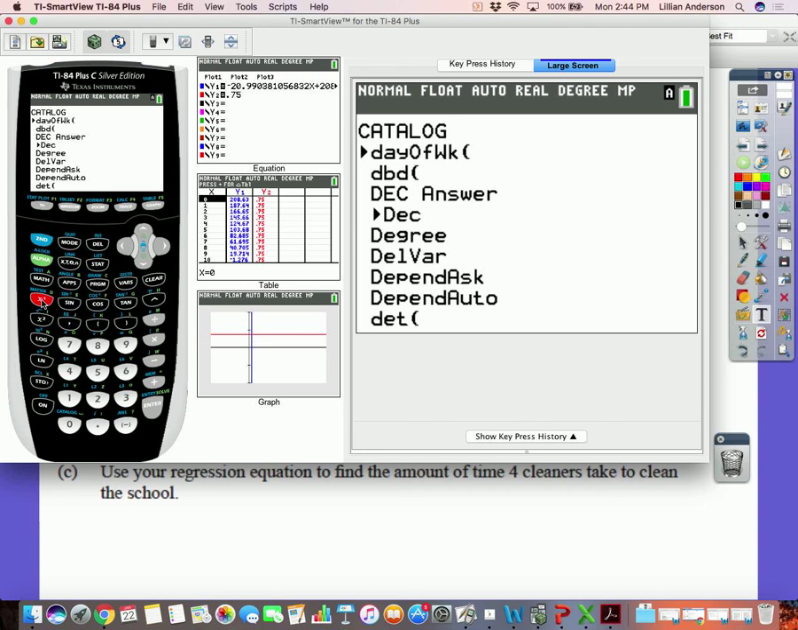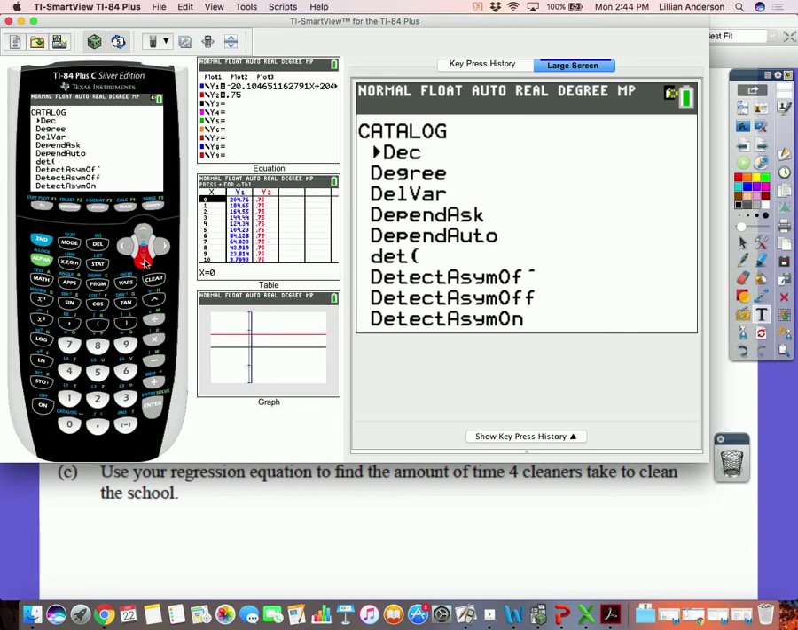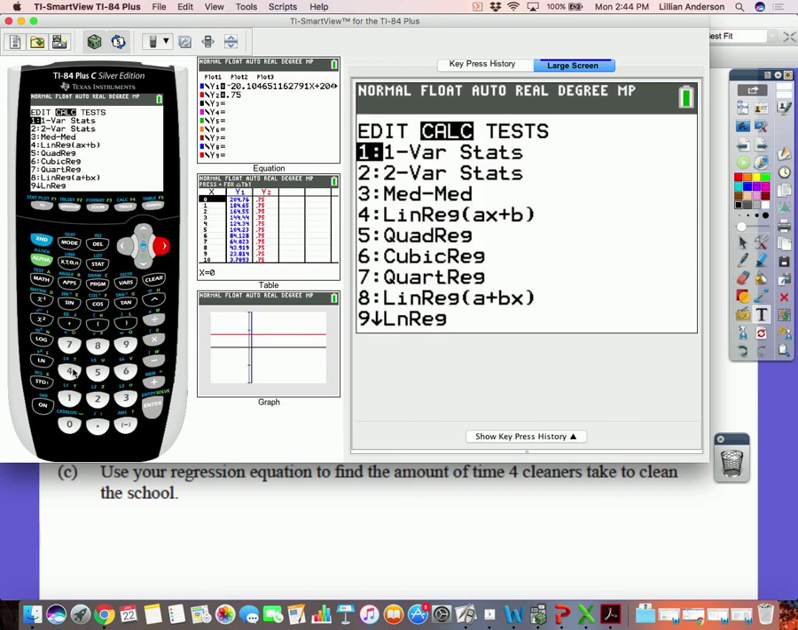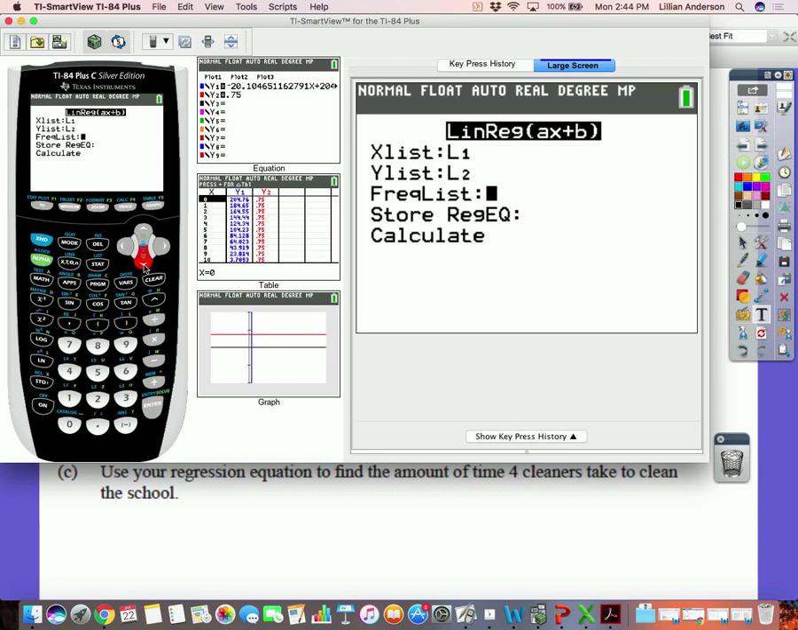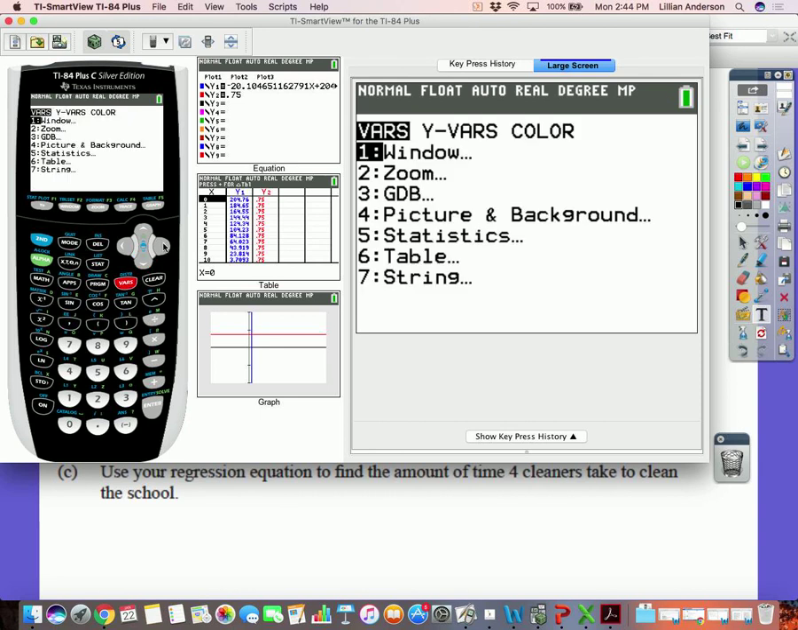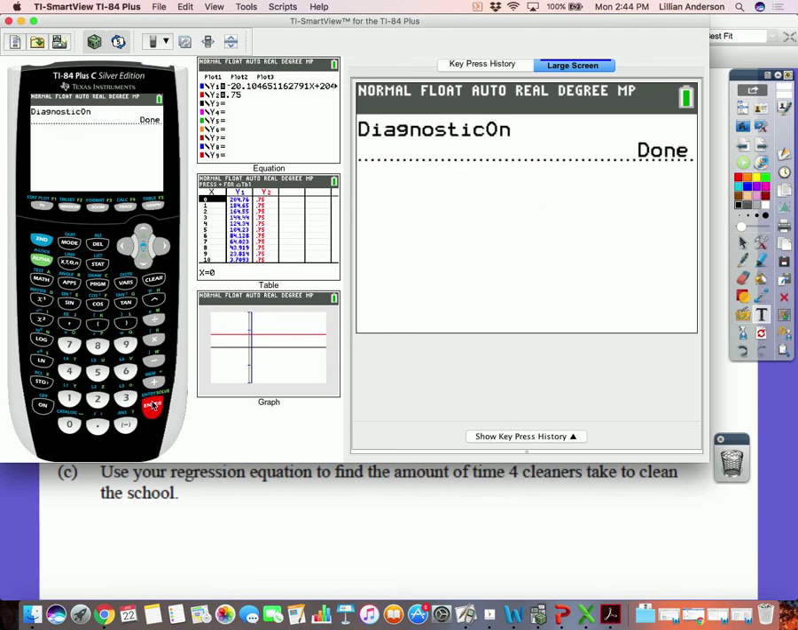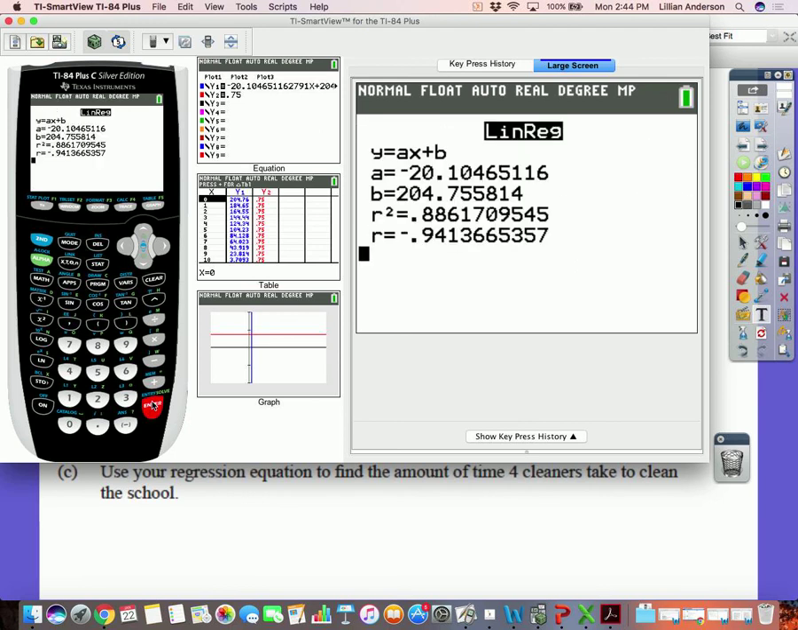It's highlighted in red. Everybody see that? Then I'm going to scroll down to where diagnostic is. And I want diagnostic on. And I'm going to enter and enter it again. So now when I go back through and I do the same process of stat, calc, option 4, everything good. I'm going to go back, store my Y1. And I calculated, I will now have my R.